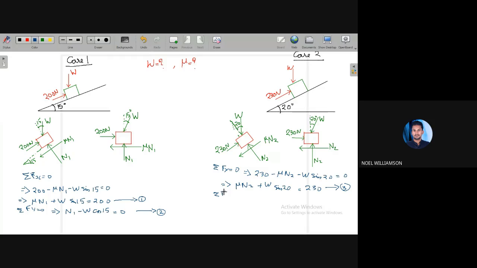And now sigma fy equal to 0 implies N2 minus W cos 20 equal to 0. Okay, that is equation number 4. Okay, is there any doubt regarding solving till now?